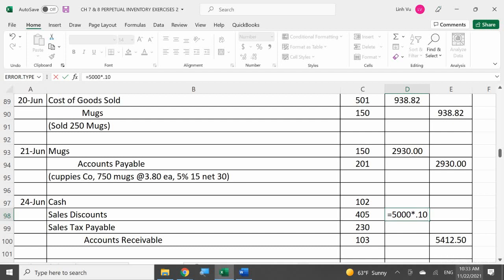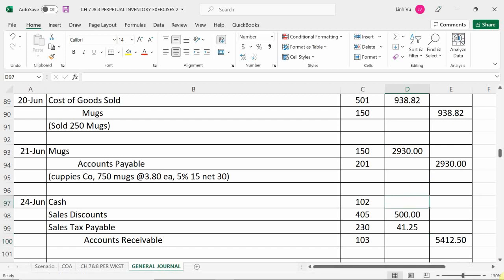Okay. Now again, how much was the discount for? 10%. 10% of that 5,000, right? Because we sold 600 mugs at $10 each, but we end up returning 100 of them. So in reality, we only sold 500 mugs at $10 each. So 5,000 times 10% gives you $500. So then how much is going to be the tax I'm going to be refunding? $41.25. So therefore, in grand total, how much cash should I be receiving from customer B?